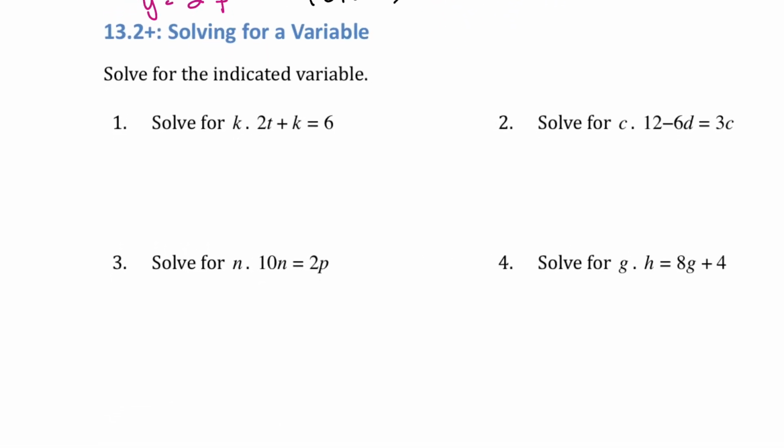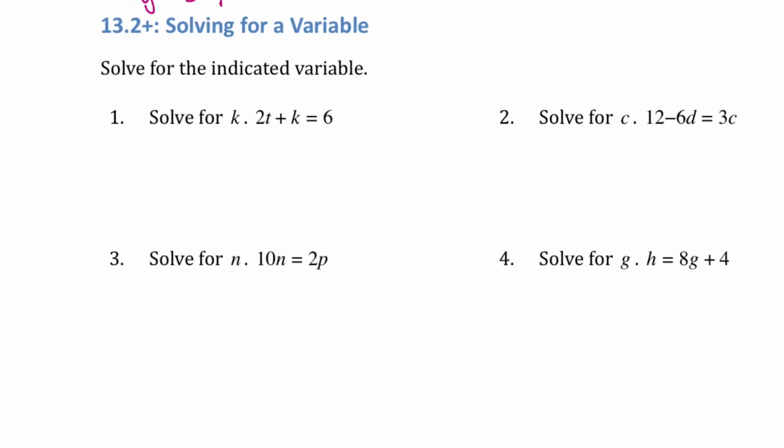So let's see here. We're not always going to have x and y, so this is why we're solving for k here. So I want to isolate k. You guys have the tendency to put a line through the equal sign, so what we're going to do is draw that line. We're going to subtract 2t from both sides.